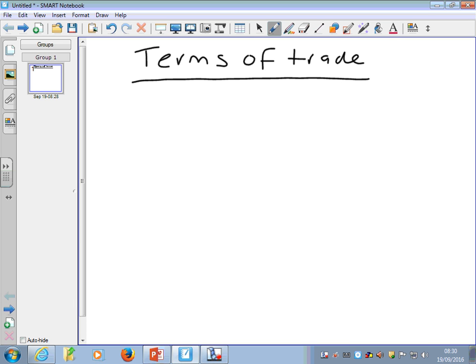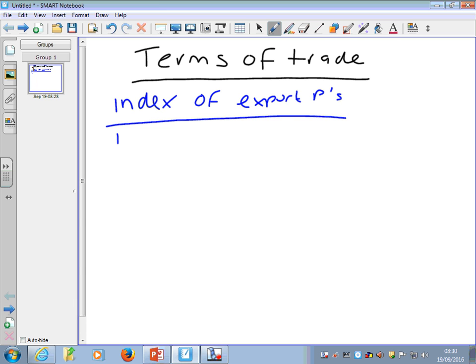Okay, now before we explain what this means, what I want to introduce you to first of all is a formula. So what we've got is the index of export prices to the index of import prices. And what we do, we multiply it by 100.